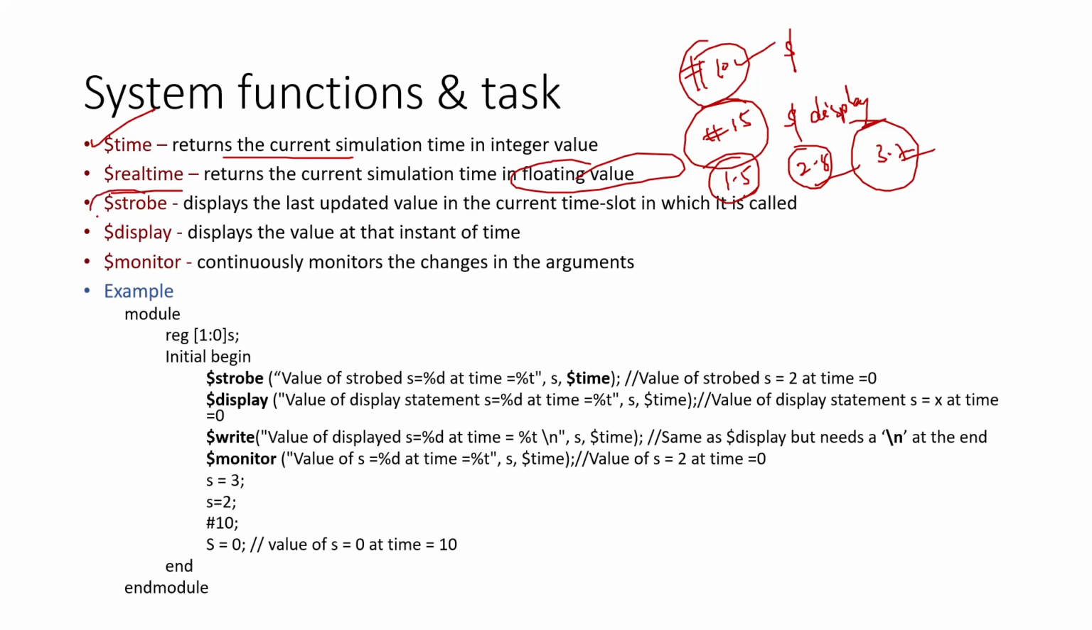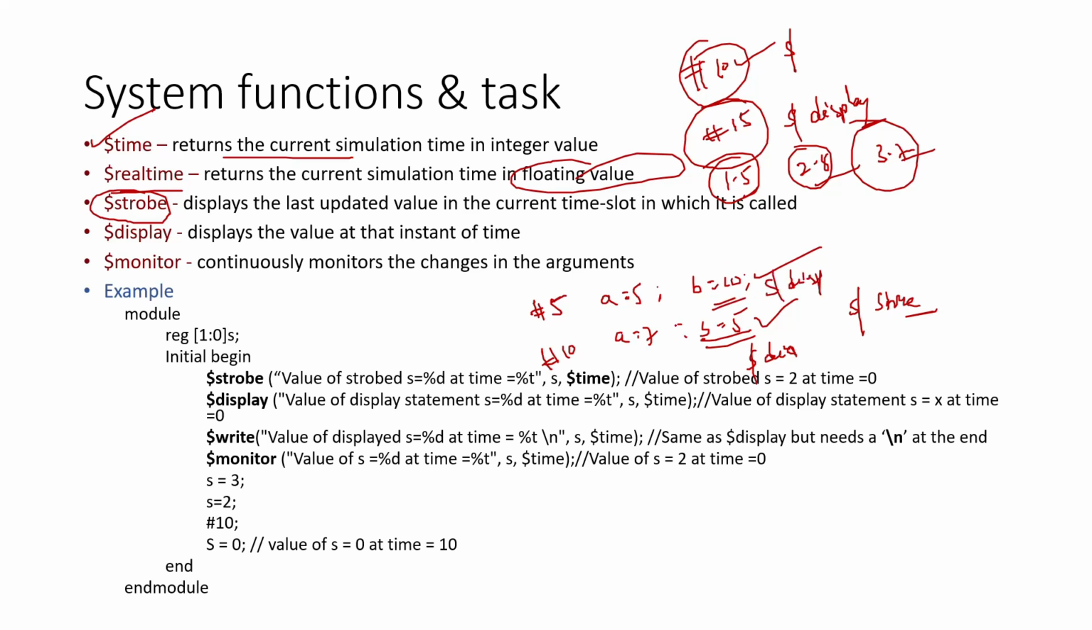See, $strobe. Why we are using $strobe: whenever you are updating values, I want to print my last updated value. Suppose at #5, A equal to 5 and B equal to 10. After that, at #10, A equal to 7 and B equal to 5. This last updated value I want to print. At that time, I am using $strobe. Okay, $display: whatever display values we are using, the same values will be displayed here. Whatever the instant time you are using, at this instant these values will be printed here, and at that time these values will be printed here. Based on that, it is using the display statements.